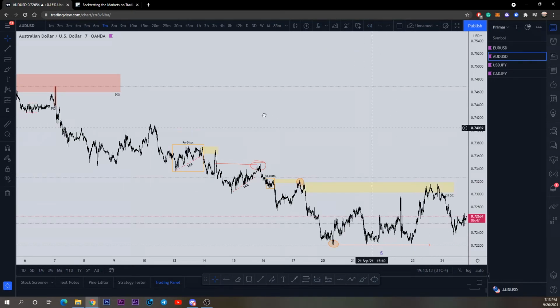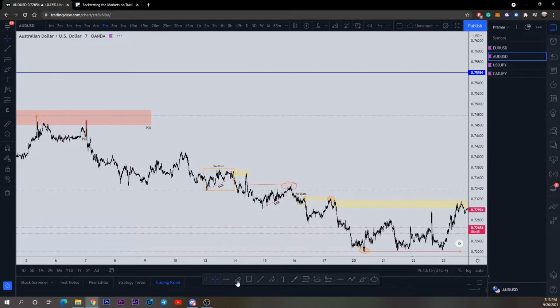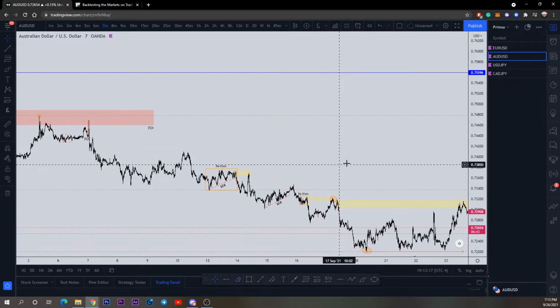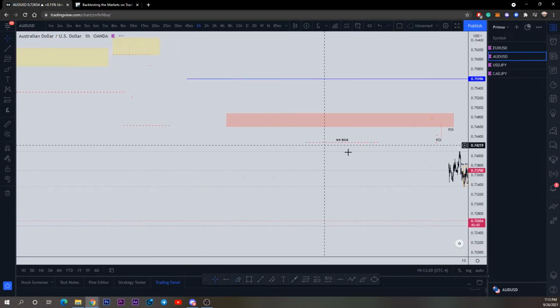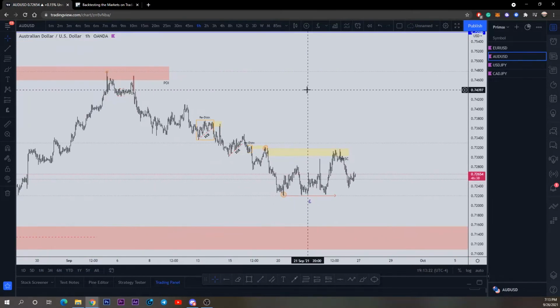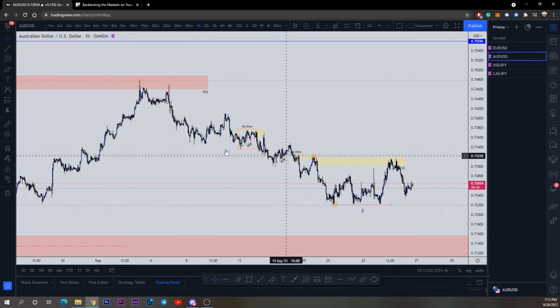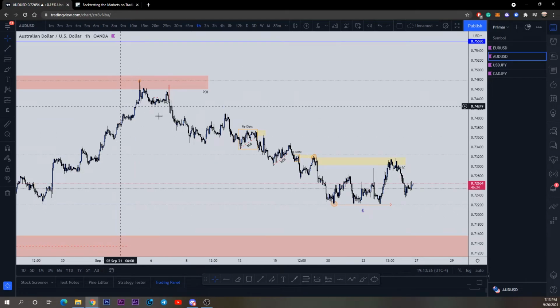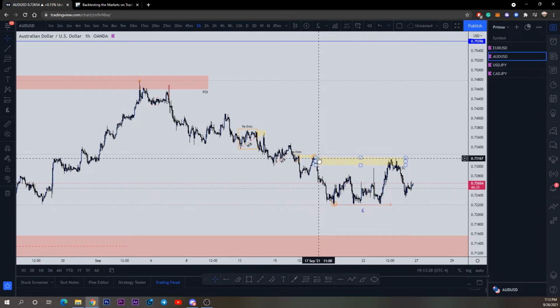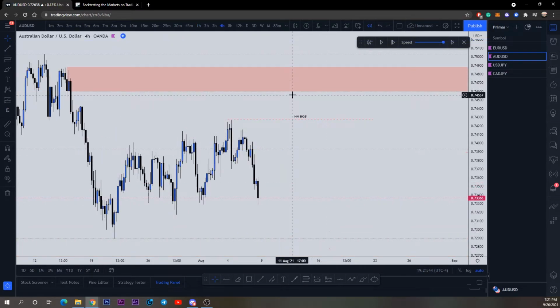In this scenario, let me see. So what do I mean by cheating? In this scenario right here, we know that the market is going down. So technically we're cheating. If you want to train your eyes, you can't know what's going to happen. You don't want to know what's going to happen. So when doing this, you want to simulate as if you're trading live.